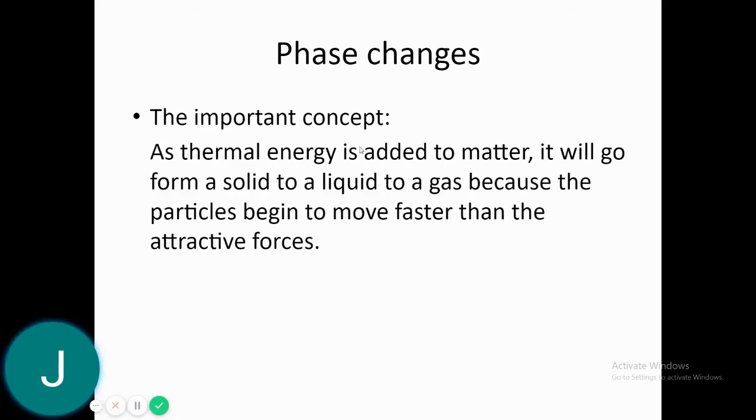So what happens, you add thermal energy, and it heats up the object, and it makes it go from a solid to a liquid to a gas. Or the opposite, if you remove thermal energy, it'll go from a gas to a liquid to a solid. All right, so solid is low amount of energy. Add some more energy, the particles move faster, they become a liquid. Add more energy, they move faster, and they completely break through the attractive forces, and they become a gas.